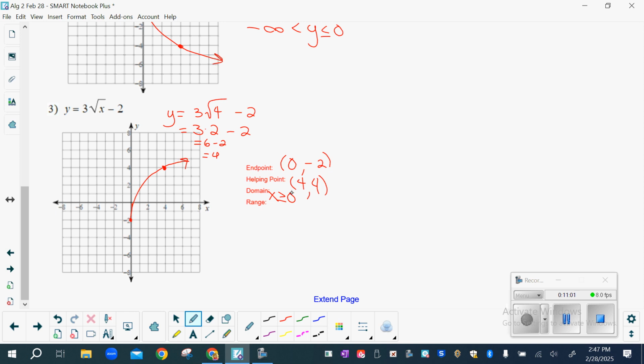So my range, same group. Be careful. You should have answered that one, so let's have somebody else in the group answer it. The range? So y is greater than or equal to -2. Good. So you're using your endpoint when you're finding your domain and range. Yeah. Okay, next one. Anybody still looking at?